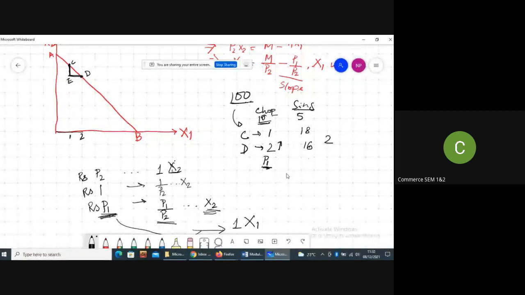Is this clear? So if you spend P1 rupees, you will get P1 by P2 amount of samosa. Okay, so now I am saying it the other way around: if I do not consume P1 by P2 amount of samosa, how much amount of money can I save? I can save P1 rupees.